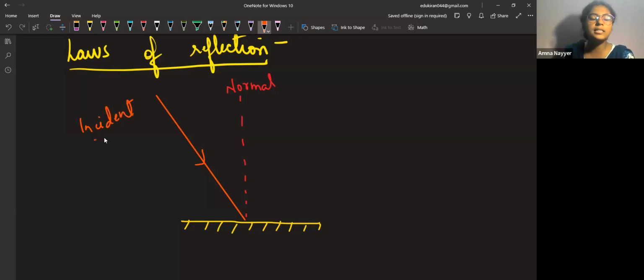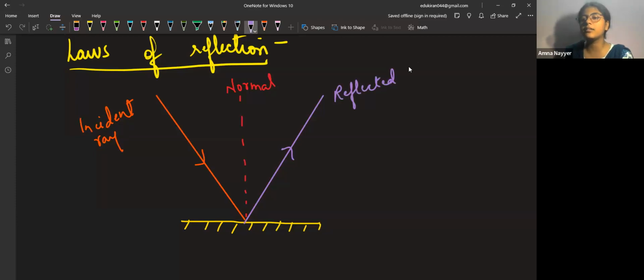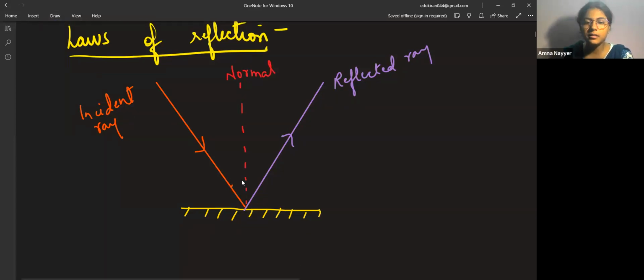This is known as the incident ray. This is the normal. Now, when this ray of light bounces back, we call this the reflected ray. All right. Now see, this is one angle that is being formed over here.